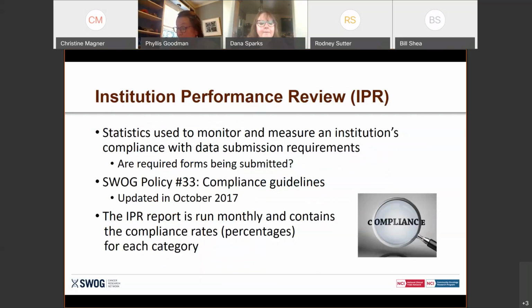The IPR reports run monthly, and the report contains the compliance rates or percentages for each of the categories of data submission. The scale goes from 0 to 100, where you're striving for 0. 0% means there's no overdue data. 100% means everything's overdue. Next slide, please.